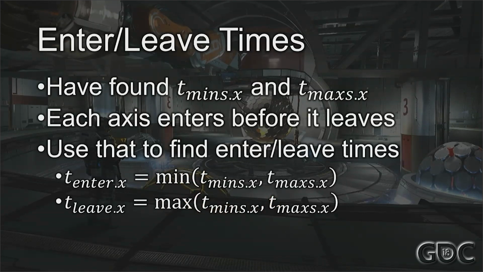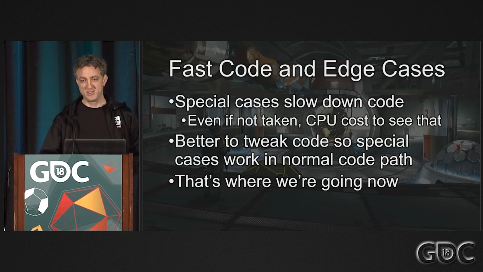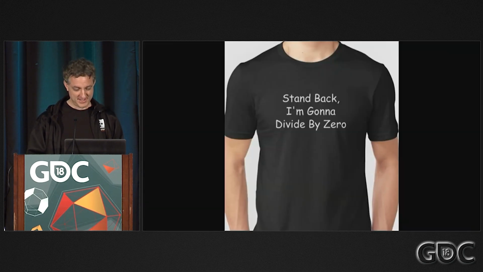And modern hardware has instructions for min and max that are as fast as add. So that's really cheap. So it's good to get fast code in edge cases. Special cases slow down code. Even if you don't take the special case branch, you spend something to detect that you don't need to take it. You spend some code cache space. You spend some cycles just doing the if. You don't necessarily pay the branch misprediction penalty, but there is still some cost. So it's always, always, always better to tweak code so that all of your special cases can be handled in normal code. And that's where we're going now, by dividing by 0.